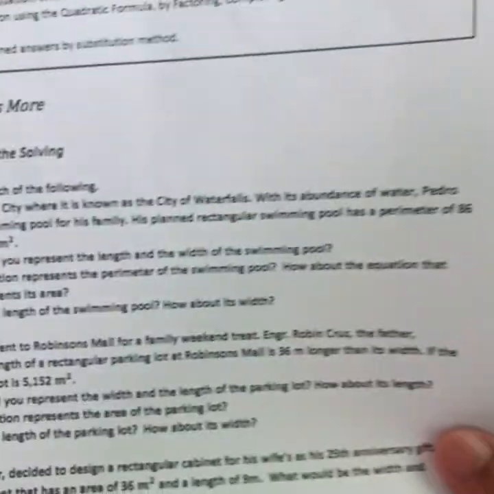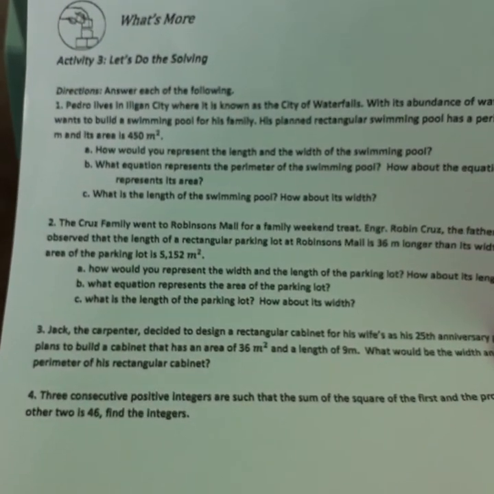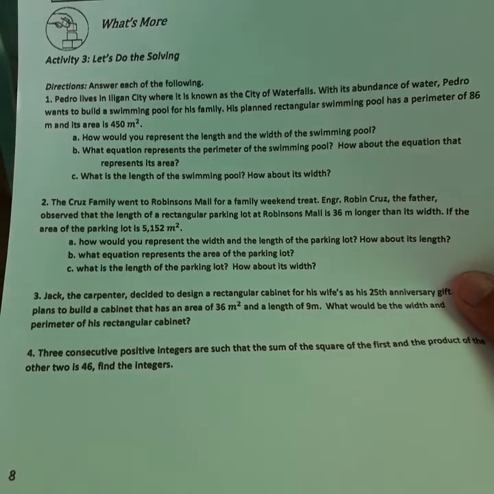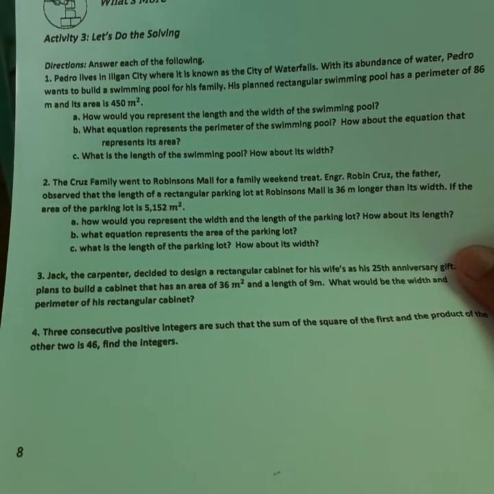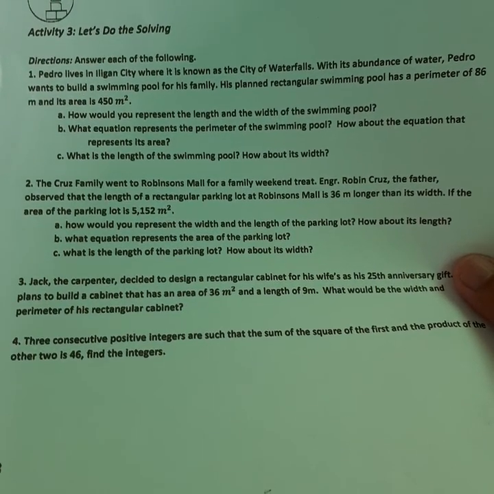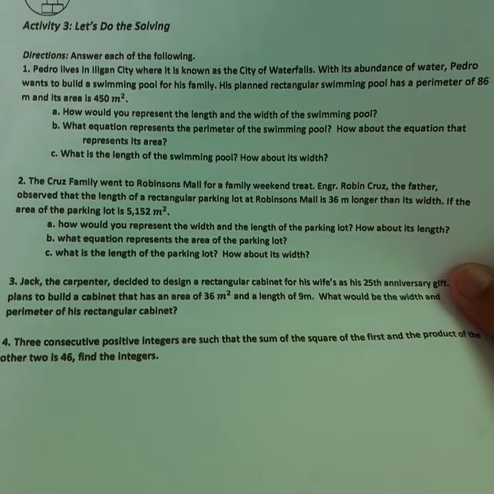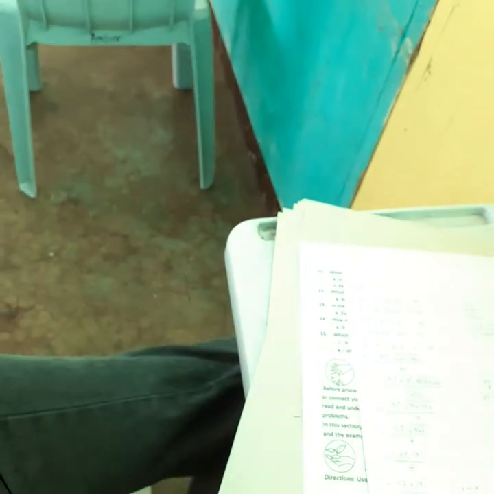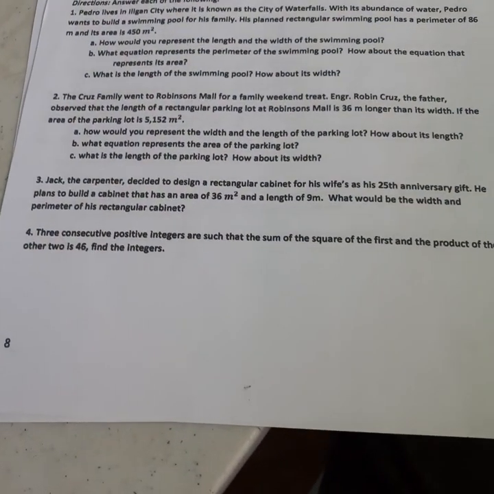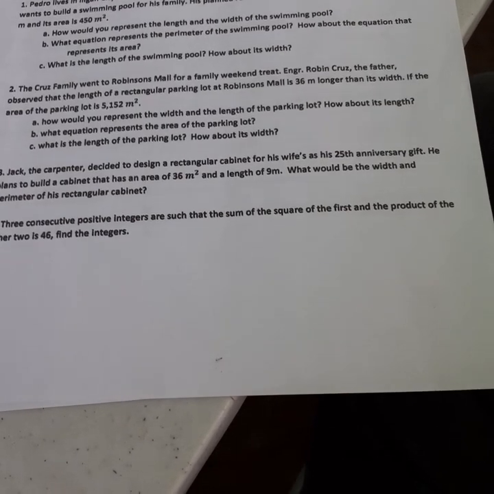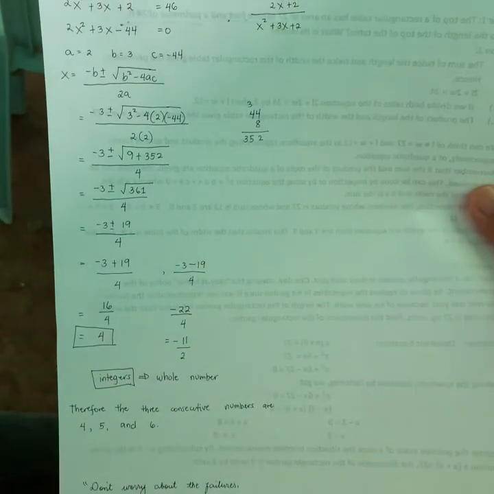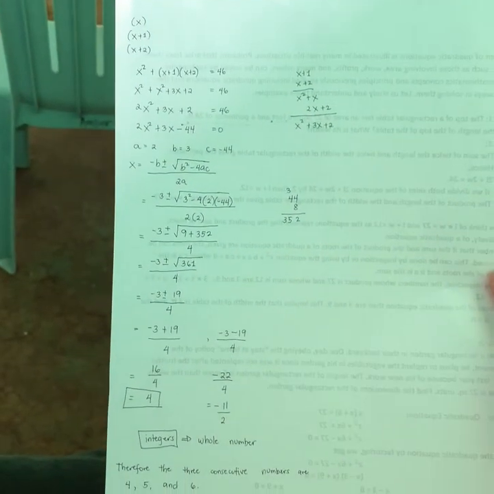Okay, by the way, continue answering Activity 3. We have 4 problems, but if you continue viewing this video, I will provide number 4. Number 4: 3 consecutive positive integers are such that the sum of the squares of the first and the product of the other two is 46. Find the integers. I will give this as a bonus for those who watched the video.